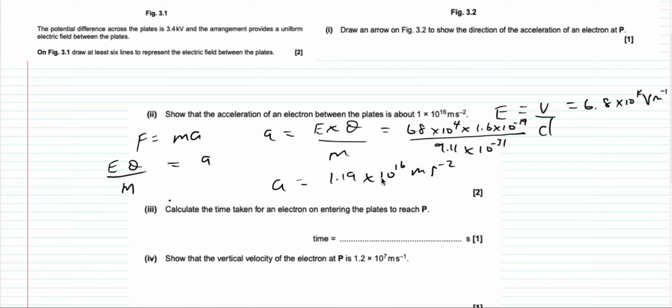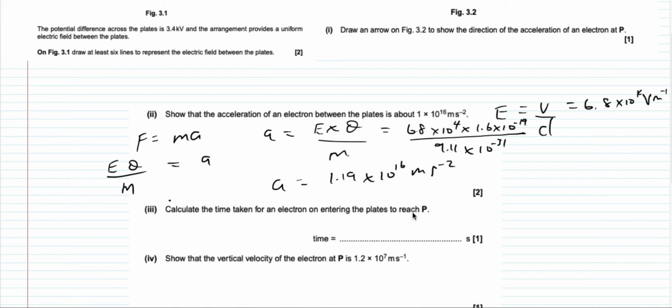So that encapsulates that. I like these types of questions sometimes because if you didn't know how to find the answer for the acceleration, you already know the answer, so it wouldn't stop you from working out the other parts of the question. Now, part 3 of the question says calculate the time taken for an electron on entering the plate to reach point P.